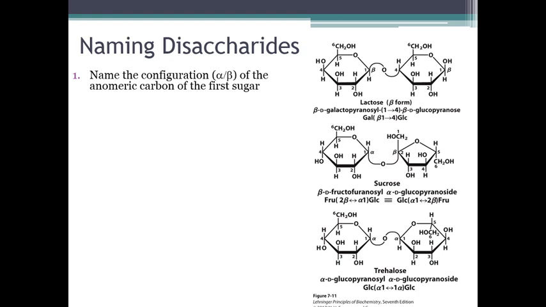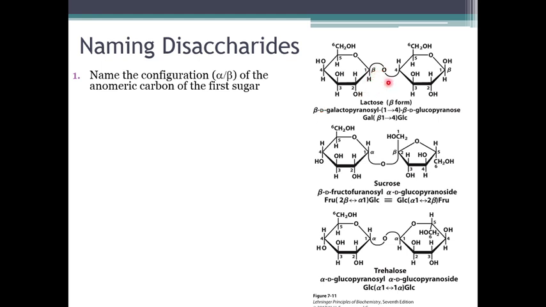Let us see how we can name disaccharides. First, name the configuration, alpha or beta, of the anomeric carbon of the first sugar. Let us consider an example. Lactose. In lactose, which is made up of beta D-galactopyranose and beta D-glucopyranose, the first sugar is beta D-galactopyranose. And as I said, in the name, beta is the configuration of the anomeric carbon.